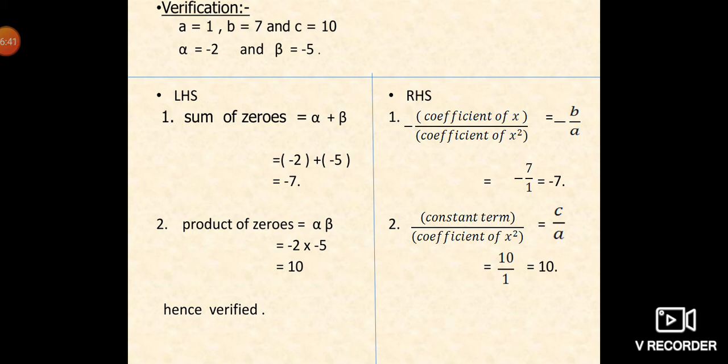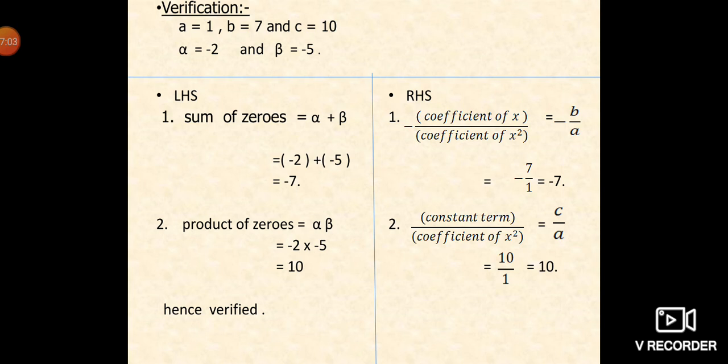Verification. For verification, alpha and beta we have to know, alpha and beta we found, that is minus 2 and minus 5. Then minus b by a, c by a means a, b, c we have to know. What is a, b, c? Clearly given in your question. a means the coefficient of x square, 1, b means the coefficient of x, 7, and c means the constant, 10. So we can go to this verification.